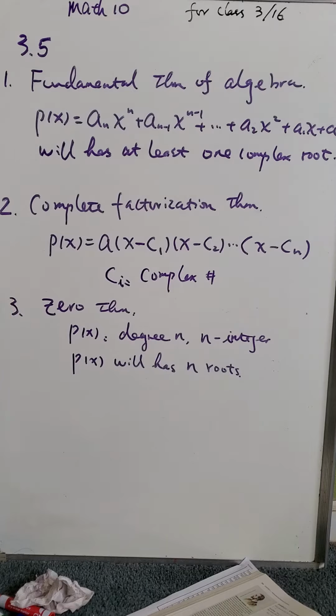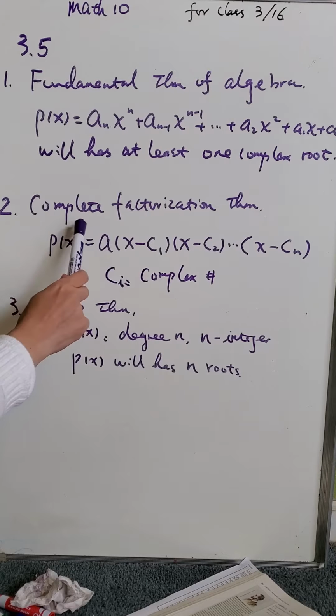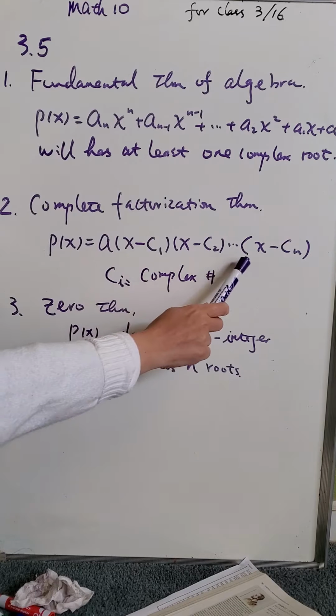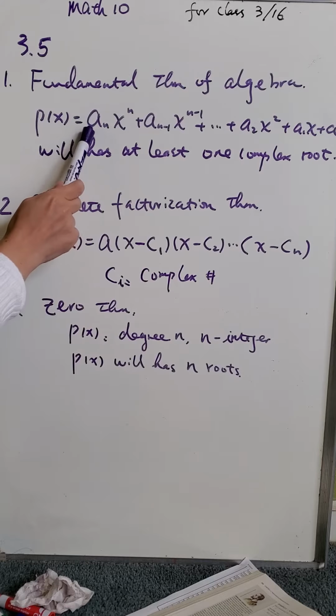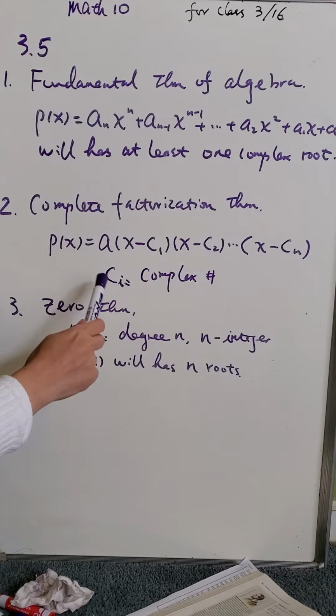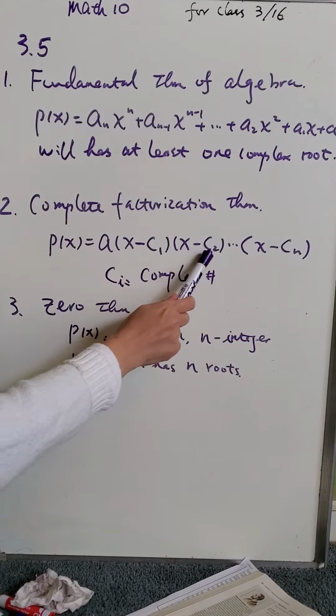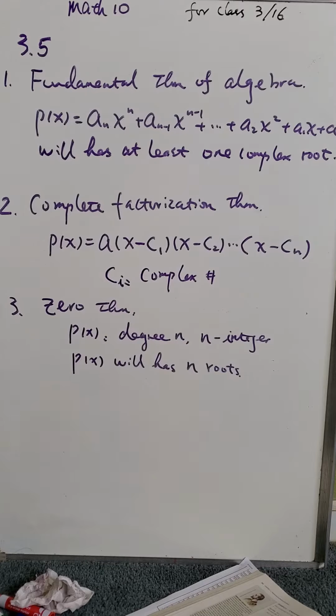And the second theorem is called the complete factorization theorem. What this theorem tells you is that any polynomial is guaranteed to be able to factor, okay? A is just a number, the first number. You're able to factor in this format. And any of these numbers can be a complex number. Number three is called the zero theorem.